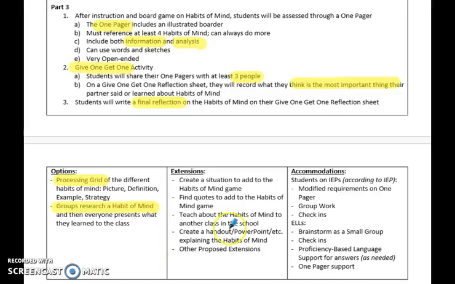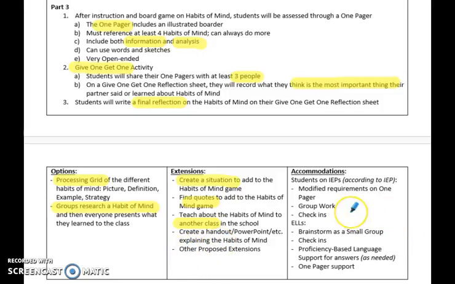Some extensions for TAG or gifted students is that they could create their own situations to add to the habits of mind game, or quotes that they could also add in and just keep continuing to add to the game and make it richer. They can also teach about habits of mind to another class in the school, and they could create handouts, PowerPoints, anything else explaining the habits of mind.